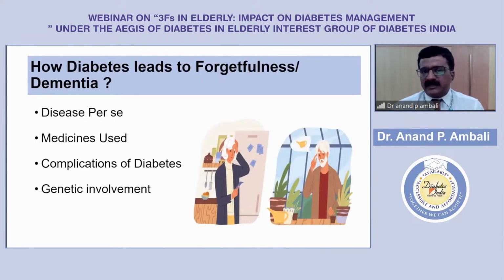So how does diabetes lead to dementia? Diabetes per se can lead to dementia. The medicines that we use in treatment can lead to dementia. The complications of diabetes, especially hypoglycemia, can lead to it, and of course genetic involvement, which we cannot divert or prevent.